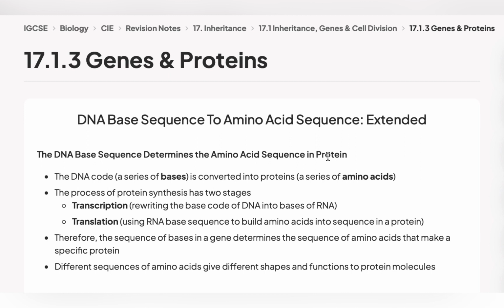Now, the process of protein synthesis has two stages. To form a protein, the DNA code must go through two processes. The first one is called transcription. Now, what do we mean by transcription in the formation of protein?